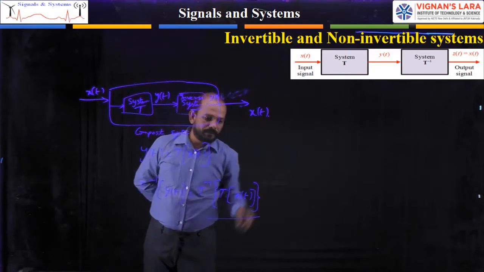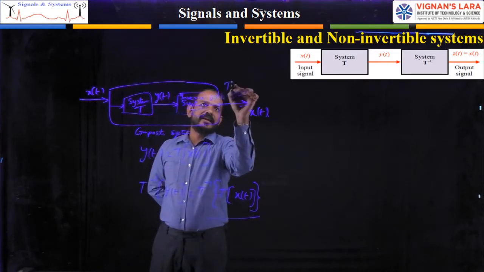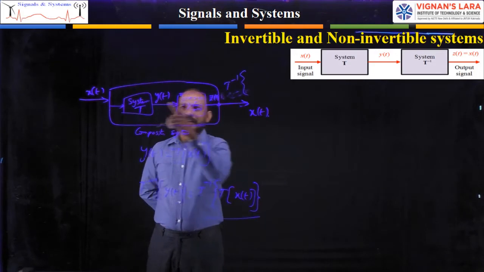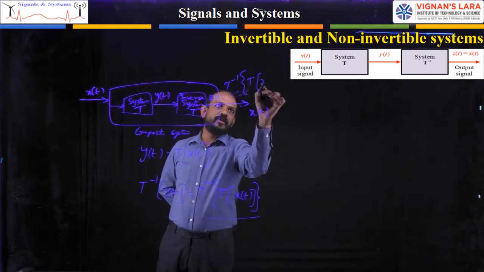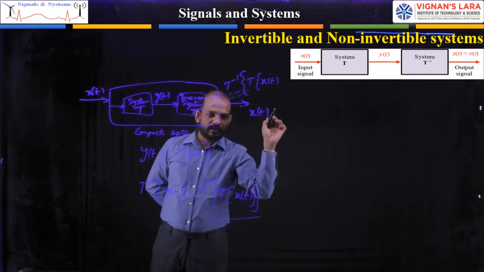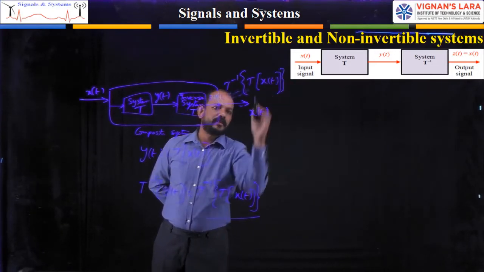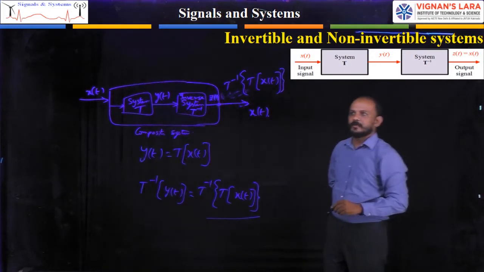So here, what do we get? This one is the inverse transformation of y of t. Y of t is the transformation of x of t. Clear? I hope you are clear with this one. Okay, transformation of x of t.